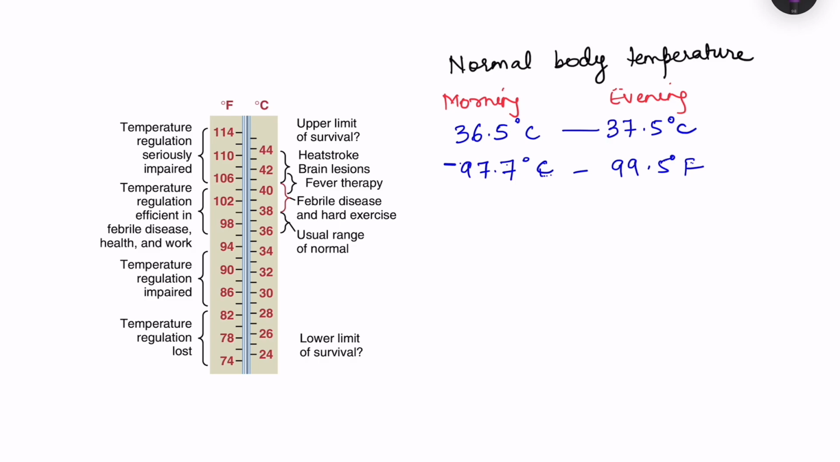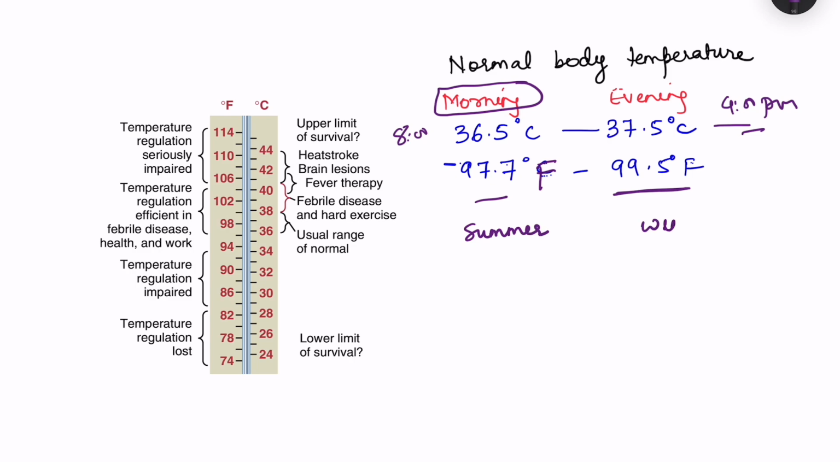So normal body temperature ranges from 36.5 degrees Celsius to 37.5 degrees Celsius, and in degrees Fahrenheit, it ranges from 97.7 to 99.5 degrees Fahrenheit. The temperature is lesser in the morning, least at 8 a.m., and highest at 4 p.m. in the evening. We should be aware of this diurnal variation for recording the temperature. There is some seasonal variation as well. In summers, the temperature is lesser compared to that in the winter.